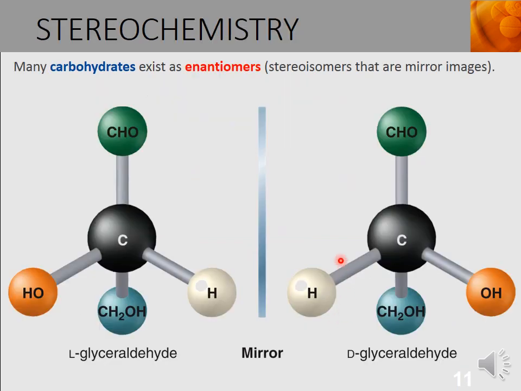Again, I have discussed earlier that this is the simplest sugar. This is L-glyceraldehyde and D-glyceraldehyde. Many carbohydrates exist as enantiomers, stereoisomers that are mirror images of each other. If we place a mirror, we can see that this proton reflects this, and this aldehyde group reflects this one. This is L-glyceraldehyde and this is D-glyceraldehyde.